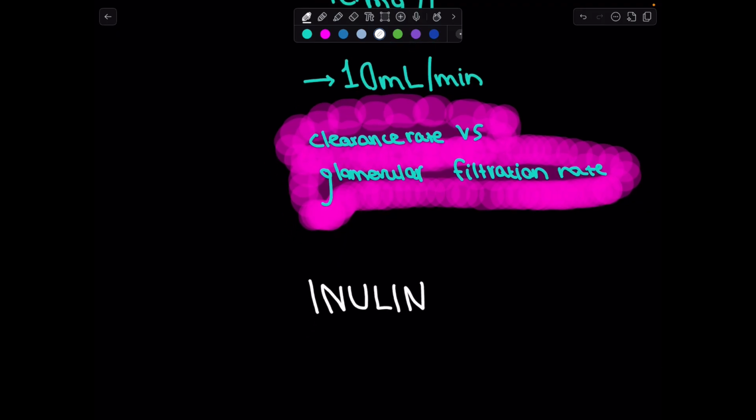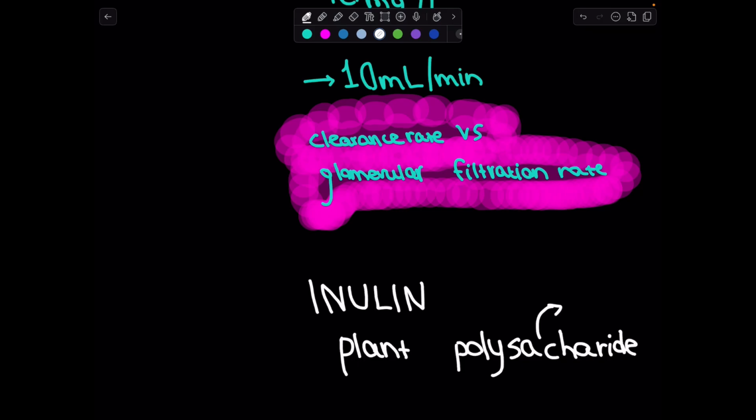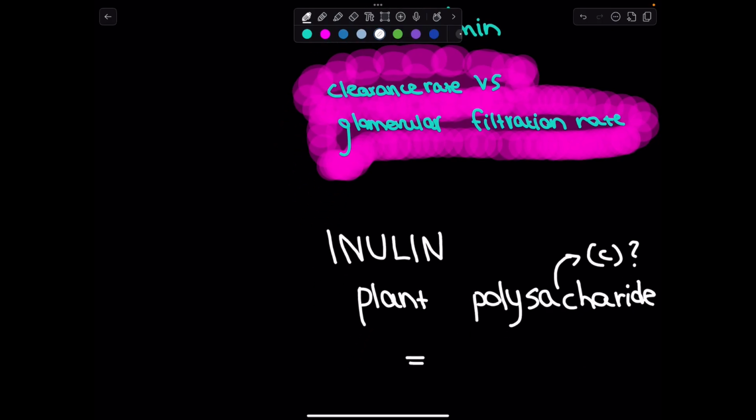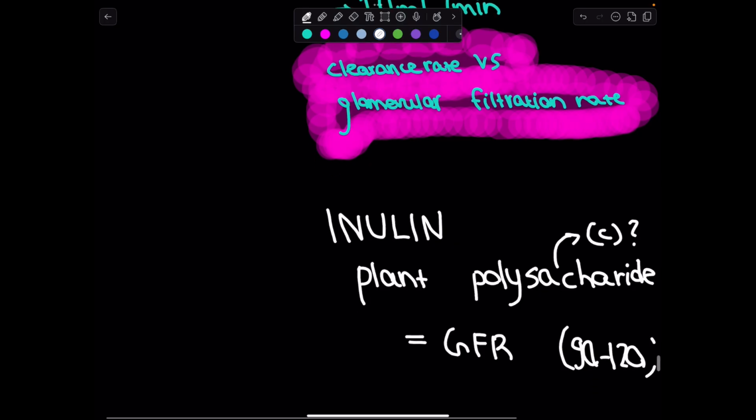And what is inulin? Inulin is a polysaccharide, a plant-derived sugar used to measure glomerular filtration rate, GFR, because it's freely filtered by the glomeruli, not reabsorbed or secreted by the tubules. So its renal clearance equals GFR, typically 90 to 120 ml per minute, serving as a precise marker of kidney filtration capacity. Want to explore how inulin clearance is tested or compare it to creatinine?